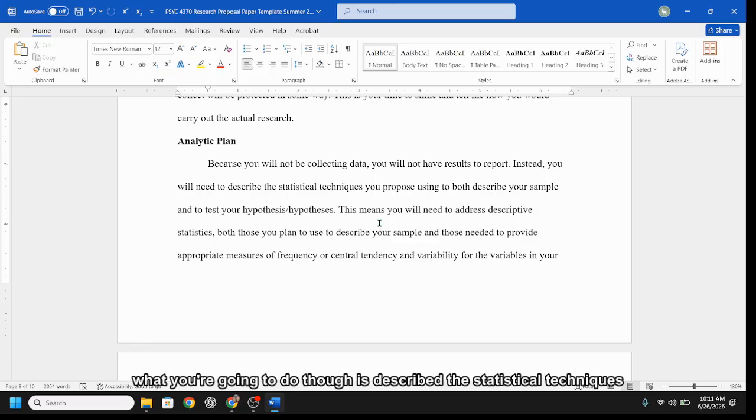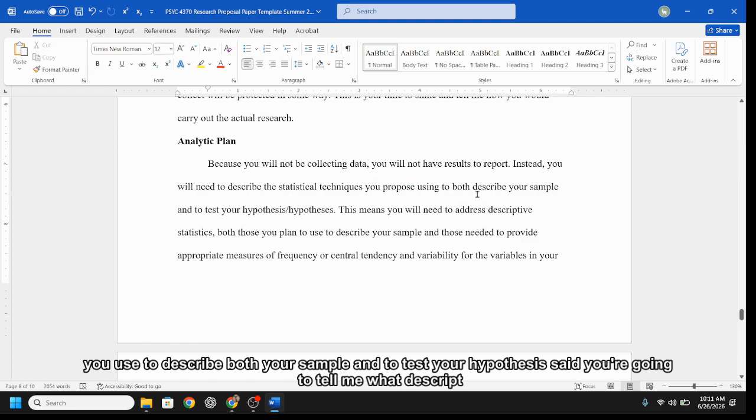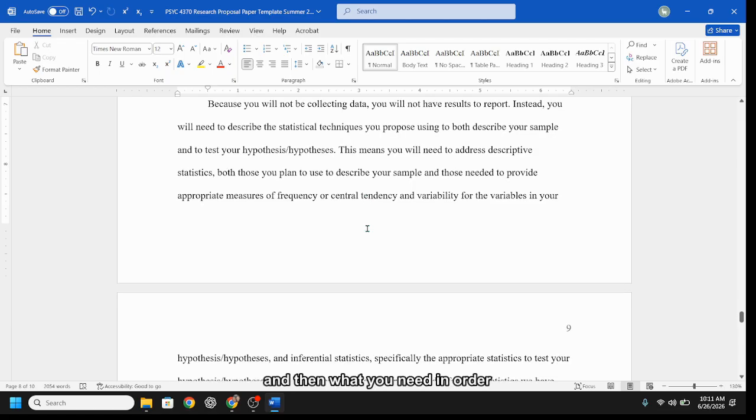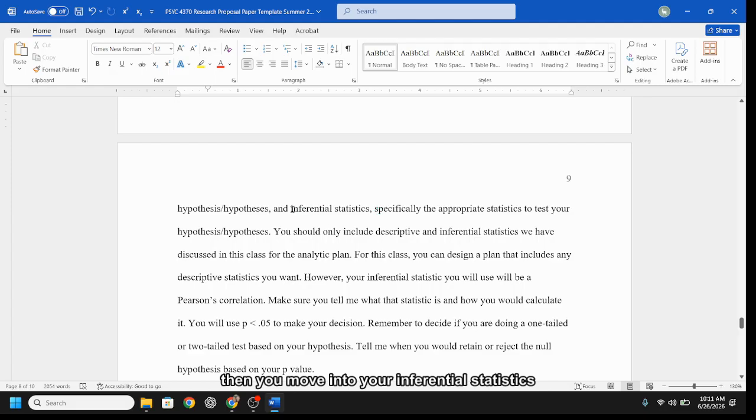What you're going to do, though, is describe the statistical techniques you use to describe both your sample and to test your hypothesis. So you're going to tell me what descriptives you would run, how you plan to describe that sample, and then what you need in order to go into the measures of frequency, central tendency, and variability that would be needed to describe your sample. Then you move into your inferential statistics.